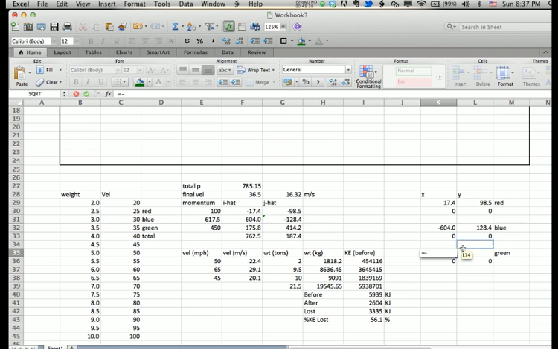Equals opposite, green. Let's see, this one equals opposite there. Okay, so those are going to be my 3 data sets that are going to make me put those vectors on.